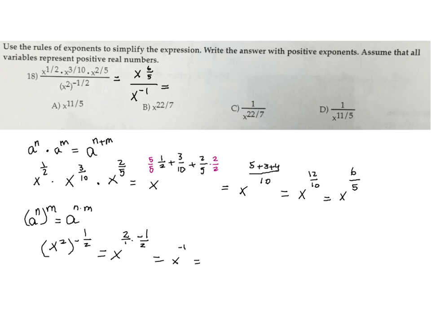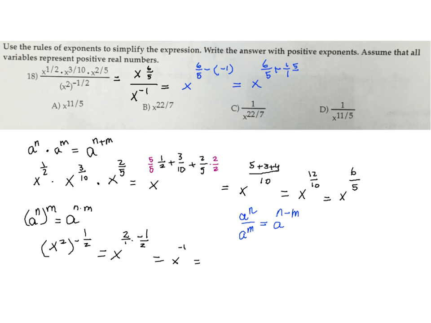Okay, the last property: if I had a to the power of n over a to the power of m, what do we do with these exponents? That would be a to the power of what? Subtract, very good, n minus m. So in this case, I have to subtract them. That would be x to the power of 6/5 minus minus 1, so that would be x to the power of 6/5 plus 1.